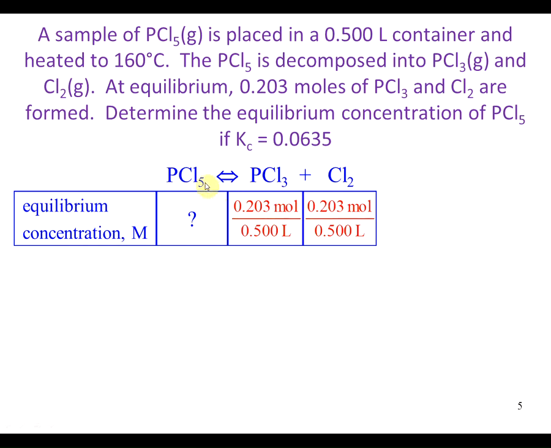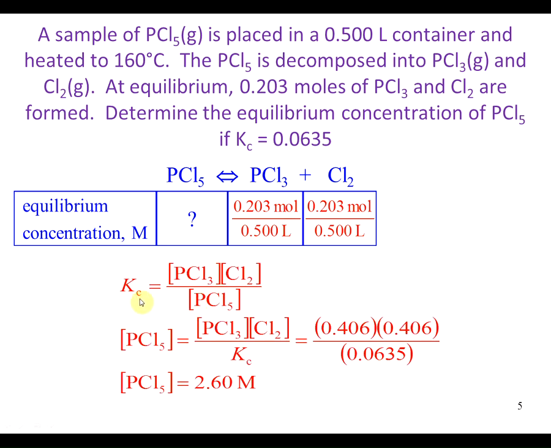So we need to write what our balanced chemical equation is. The PCl5 converting into the PCl3 and the Cl2, this is balanced. Notice that this is a Kc value, so this has got to be in units of molarity. They tell us that we have 0.203 moles of the PCl3, and they give us the volume of the container, so the moles divided by the volume gives us the molarity. We also have the same amount of the Cl2, so now we just need to find the value of the PCl5.